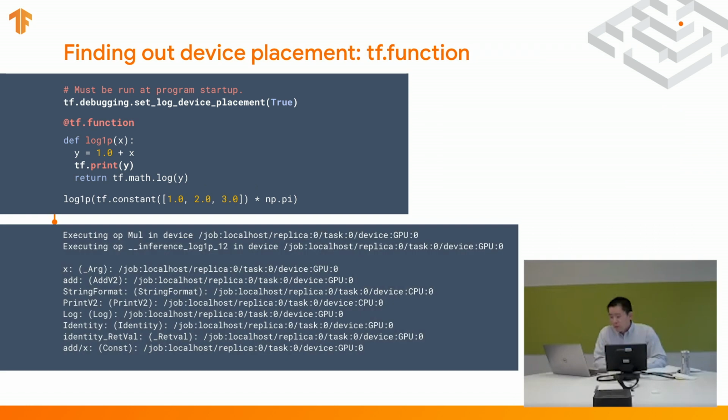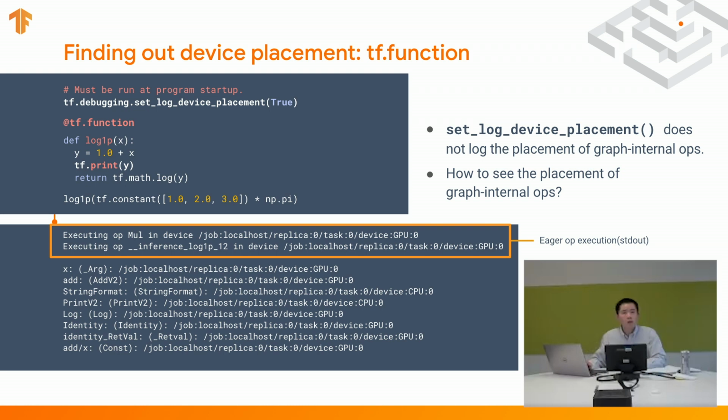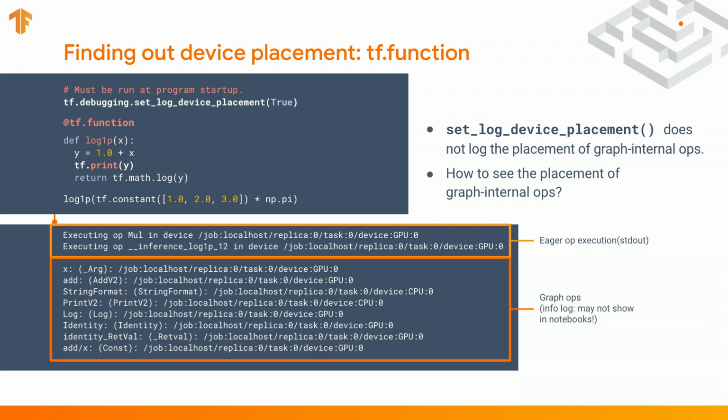So a more realistic scenario is where you have tf.functions and graphs. There, set_log_device_placement equal to True will still work. You will see not only the placement for the eager ops, like in the green box here, but you will also see the placement of the graph ops in the purple box on the bottom here.